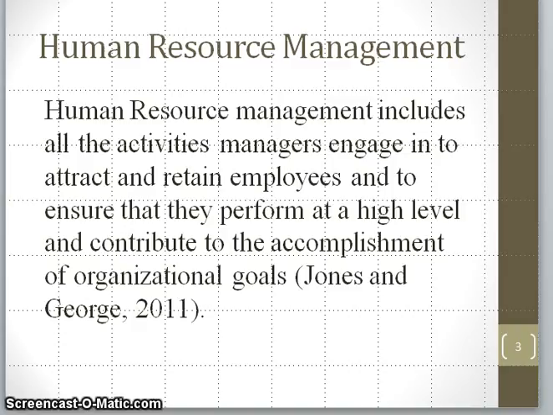Human resource management is defined as including all the activities managers engage in to attract and retain employees and to ensure that they perform at a high level and contribute to the accomplishment of organizational goals.